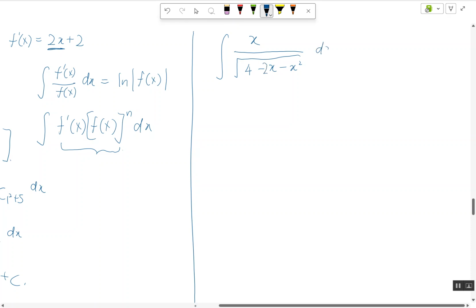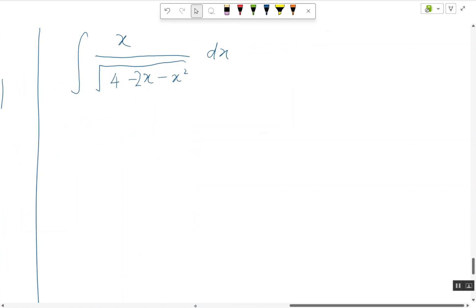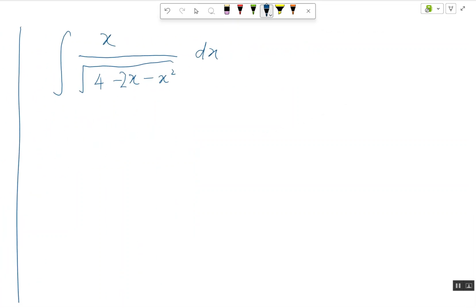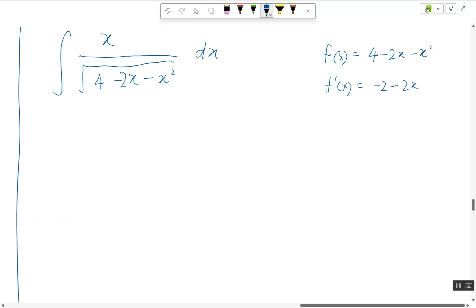dx. So the first thing that comes to your mind is the numerator on top is algebraic, right or not? Then you let your f(x) equal the inside, 4 - 2x - x². f'(x) is equal to -2 - 2x. So I need this as my numerator, which is going to be very tedious. First, settle the x. So I have a negative half here. I need to have a -2x on top.